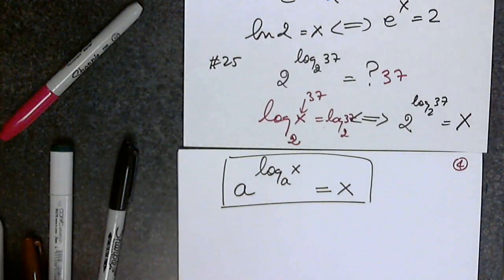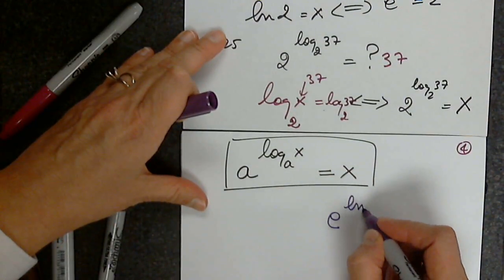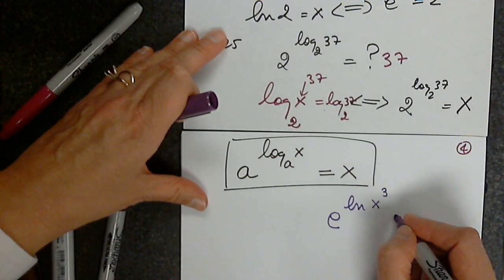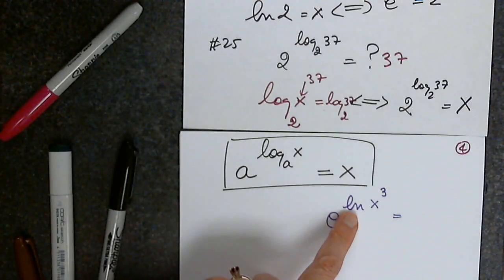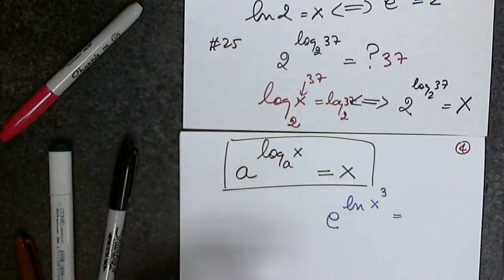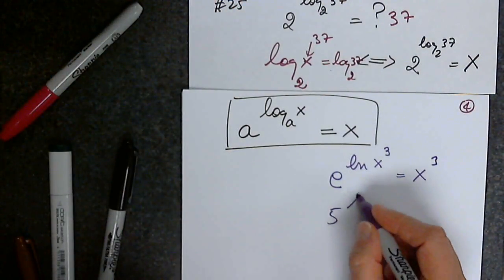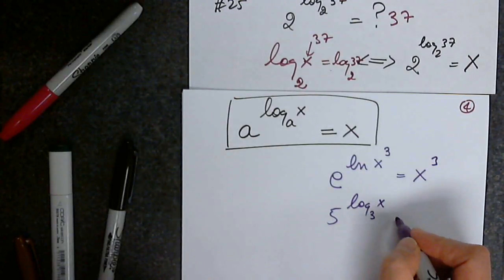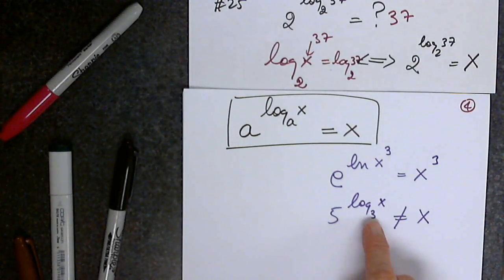So let me give another example. What about this? e raised to natural log of x to the third. What do you think this is? Right, because this base and the base of the log are the same. What is the base of this log? Right, that's why the answer is x to the third. However, 5 raised to log base 3 of x does not equal x, because 5 and 3 are not the same base.